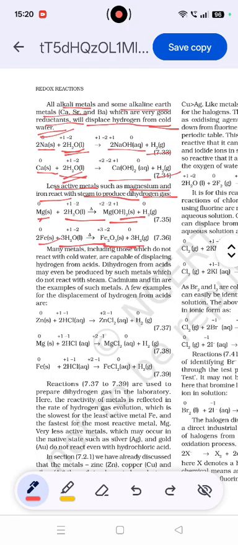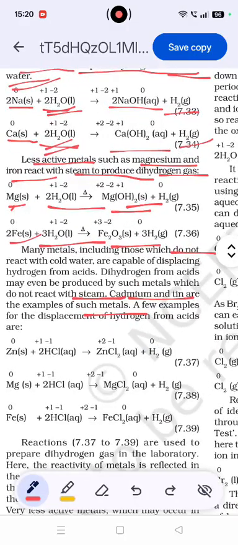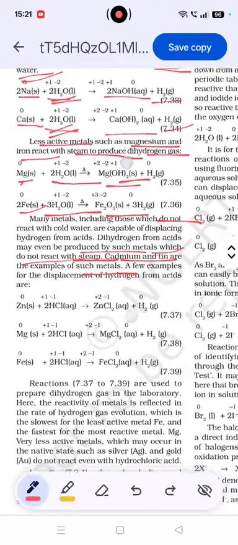Many metals, including those which do not react with cold water, are capable of displacing hydrogen from acids. Dihydrogen from acids may even be produced by such metals which do not react with steam. Cadmium and tin are examples of such metals.